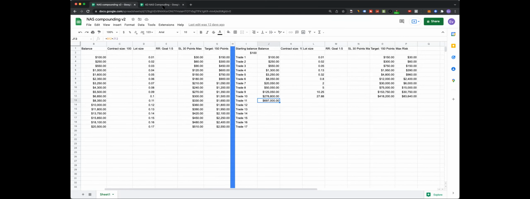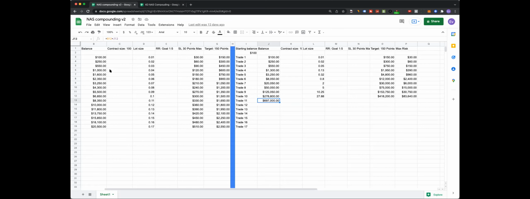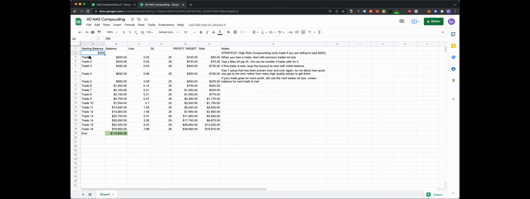Okay, so that's how we work the trade plan. You just work down the sheet, and let's say you lose your initial balance. Let's say you lose trade 1, and you're going to lose $50, okay, on trade 1. So your account balance will be 150. Now you can choose to either go to this compounding plan, or you just top up your balance back to 200. Okay, simple.